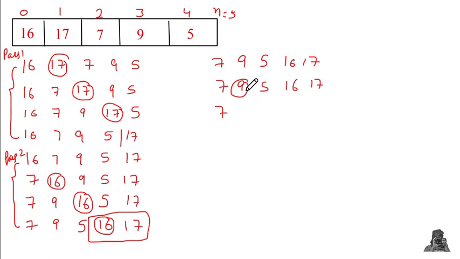So now again the comparison will be done. 9 and 5 are out of order, so we need to do the swapping. So this is how it will look. Now the bubble has been shifted to this position. Again the comparison will be done. They are in order, so the bubble will be shifted to the 16. Again the comparison will be done.